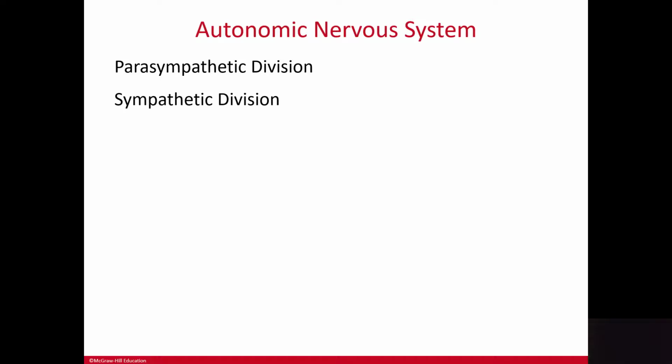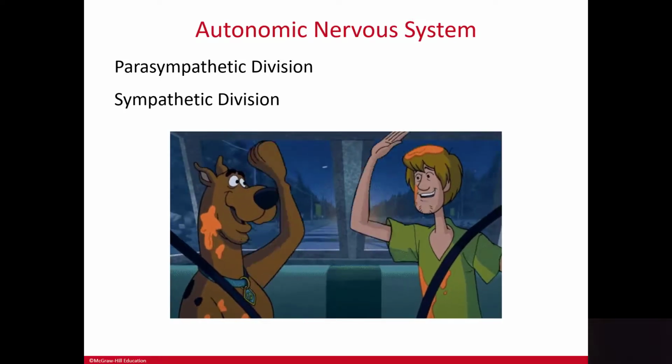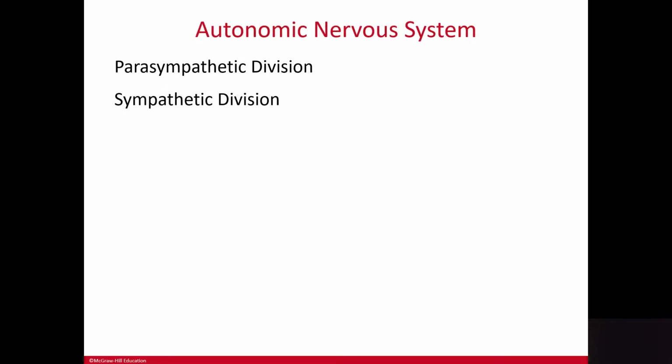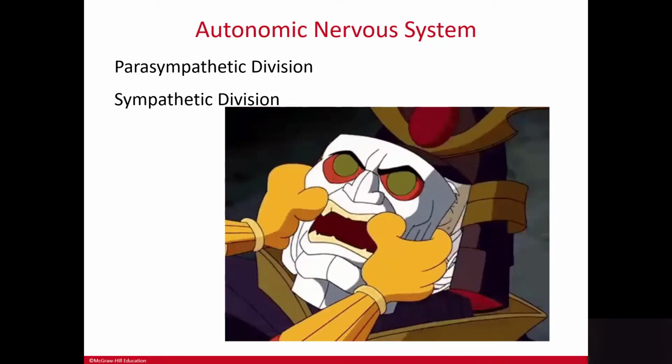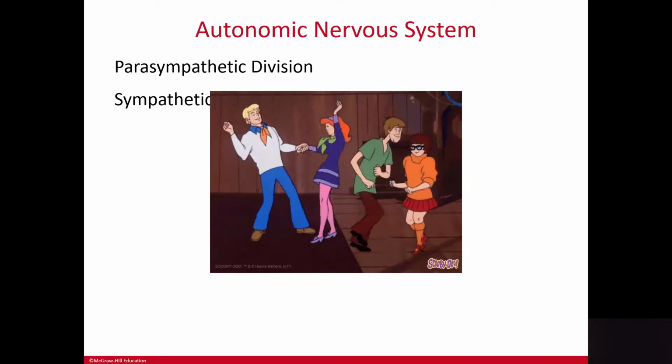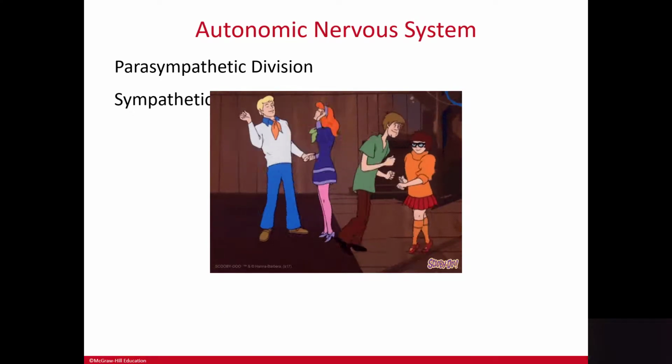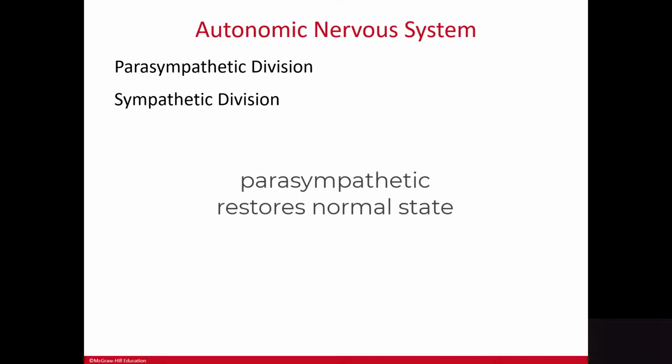it's needed most. When the threat has passed, in Scooby-Doo, let's say they've caught the villain, they've unmasked him, everything has settled down, and the gang meets at the sandwich shop and they're all hanging out. The parasympathetic system takes over and it counteracts the effects of the sympathetic system. So now the parasympathetic system decreases the heart rate back down to normal, it decreases the size of the airways back to normal, and it basically returns the body back to its normal resting state.